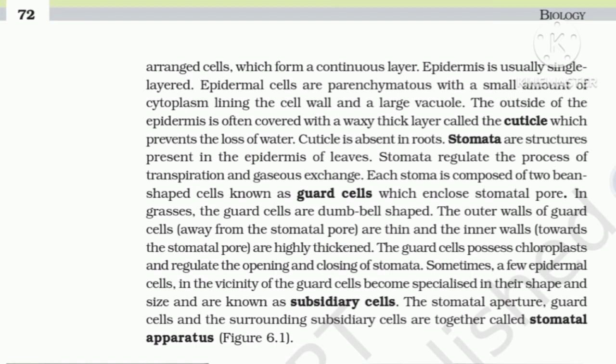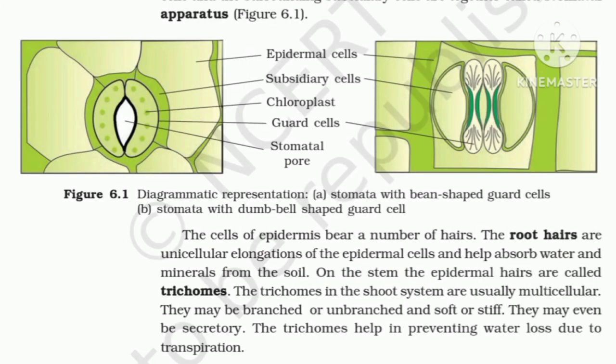Sometimes a few epidermal cells in the vicinity of the guard cells become specialized in their shape and size and are known as subsidiary cells. The stomatal aperture, guard cells, and the surrounding subsidiary cells are together called the stomatal apparatus. The cells of the epidermis bear a number of hairs. The root hairs are unicellular elongations of the epidermal cells and help absorb water and minerals from the soil.